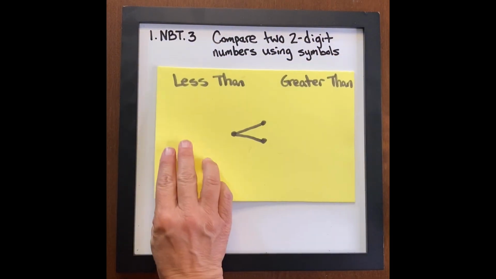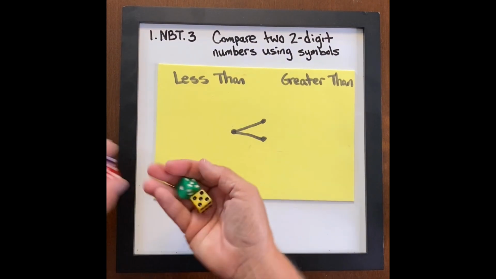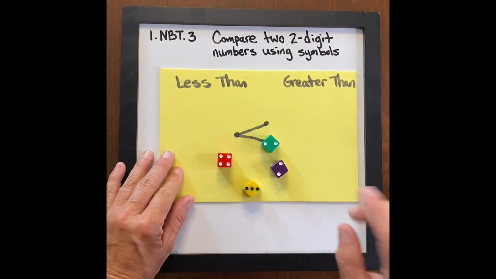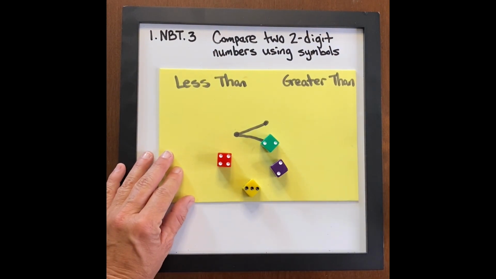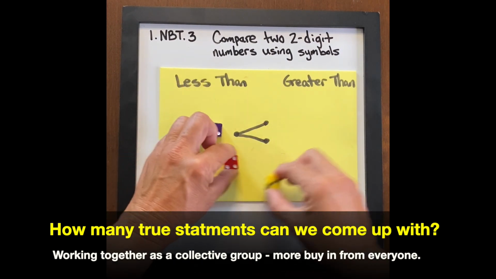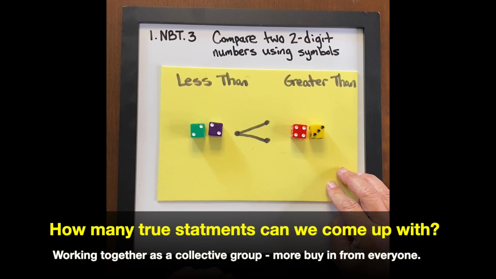You also can flip it over. You can do less than, greater than. Maybe you want to use dice today. And you might want to say, okay, make a true statement. So now students can be writing a true statement on their whiteboards. 22 is less than 43. Who wrote the same true statement?